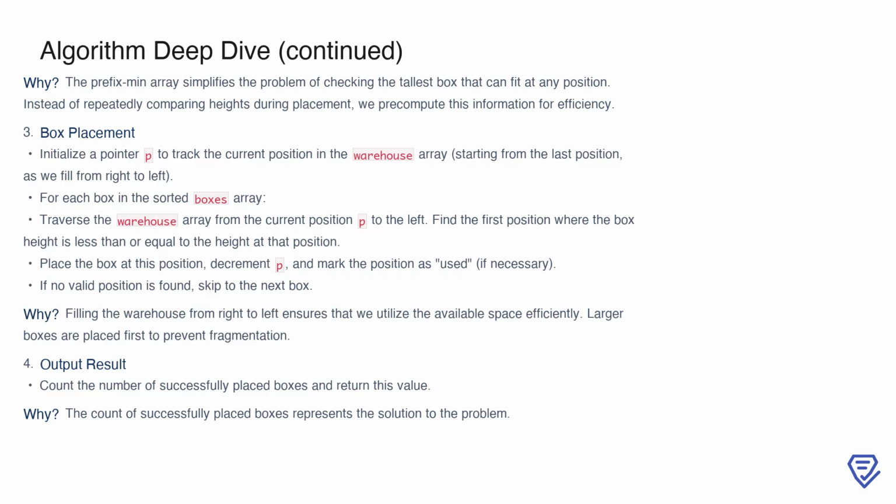For each box in the sorted boxes array, we traverse the warehouse from the current pointer position to the left, searching for the first valid position where the box height is less than or equal to the warehouse height at that position. Once a valid position is found, we place the box there, decrement the pointer p, and mark the position as used, if necessary. If no valid position exists for a box, we skip it and move to the next one.